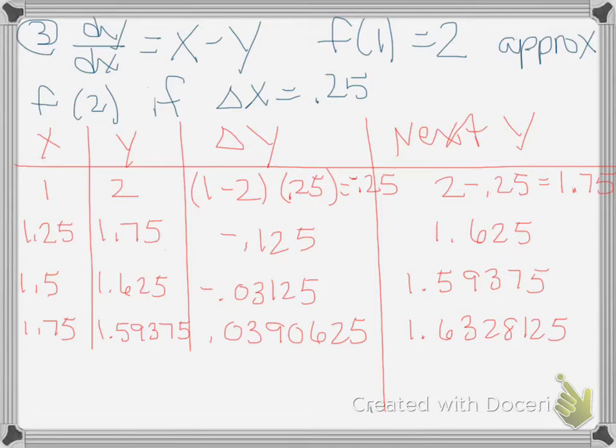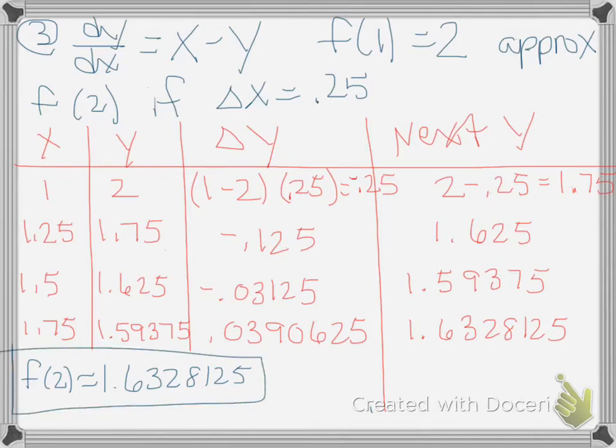For our final answer, I'm going to write this at the bottom by saying f of 2 is approximately 1.6328125. Pretty little box. There we go.